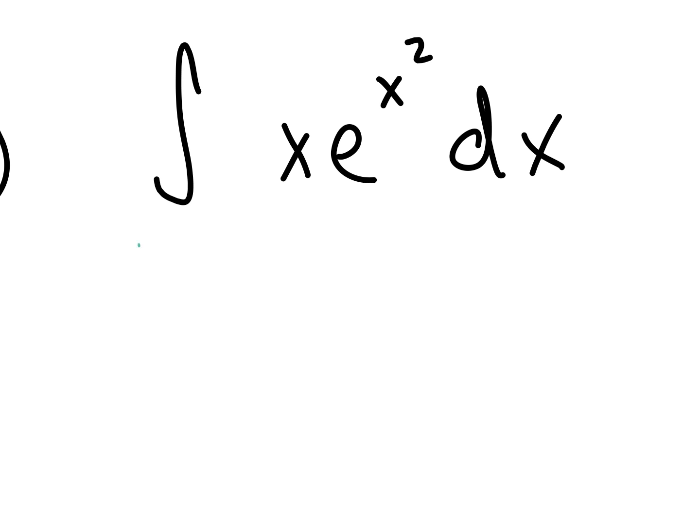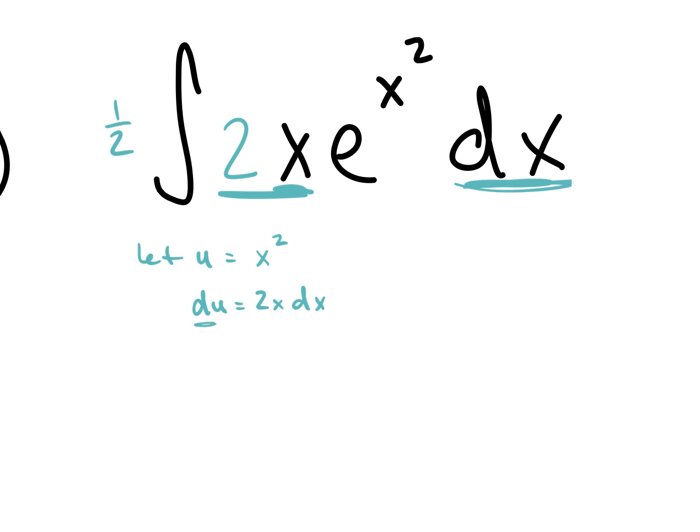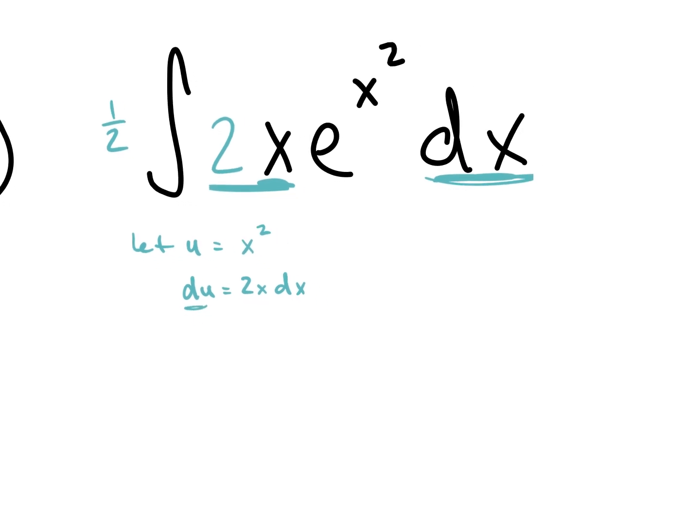So let's make u our exponent, x squared. So then what would du equal? 2x dx, perfect. So I've got an x there and a dx, but what am I missing? 2. So if I put a 2 in here, I also have to put a 1/2 on the outside. So now I have a 2x dx on the inside that I'm going to substitute du into. And I am going to make u my exponent. So I have 1/2 times the integral of e to the power of u du.